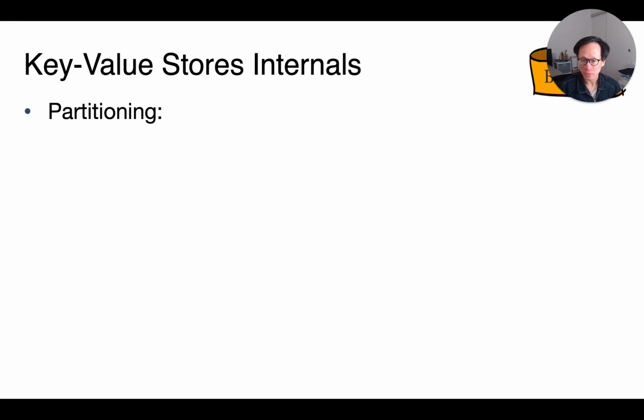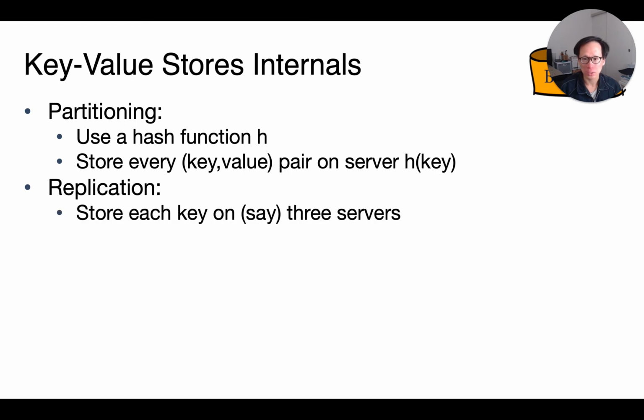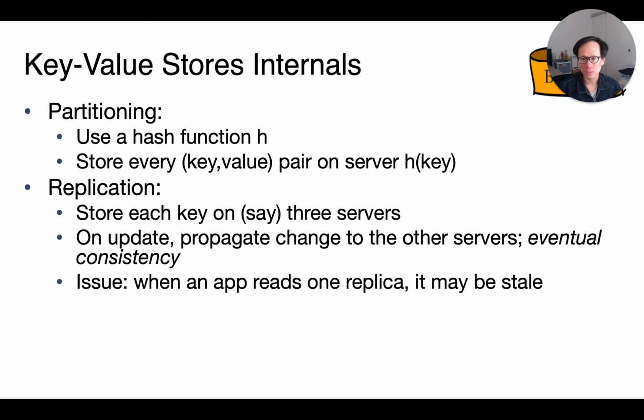As I said, inside a key value store, we use a hash function to determine which server a key value pair should be stored. And if we want to replicate, we just use multiple hash functions to decide on which set of servers to store a particular key value pair. If we do that, there is a potential issue with propagating writes to all the servers that are supposed to store a given key value pair.